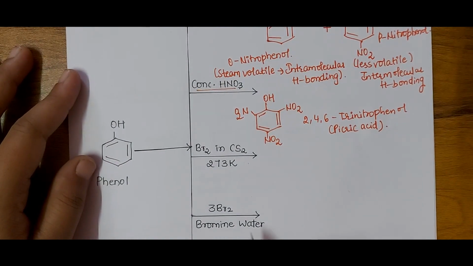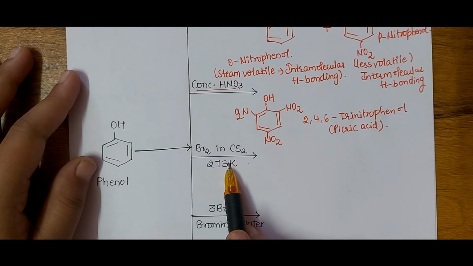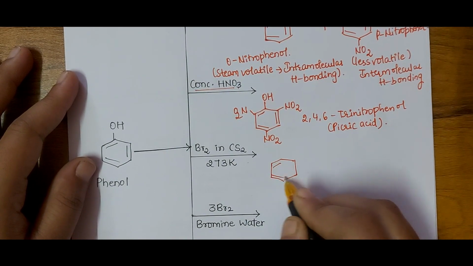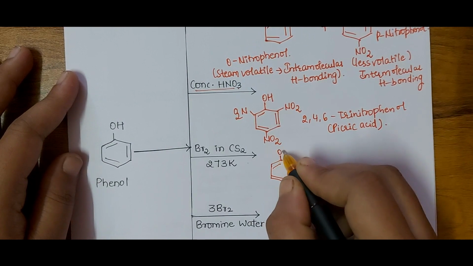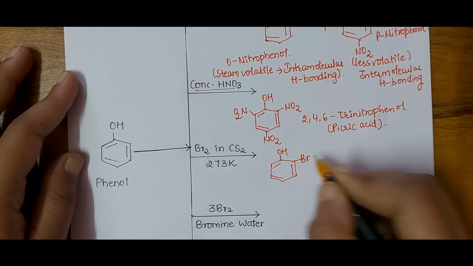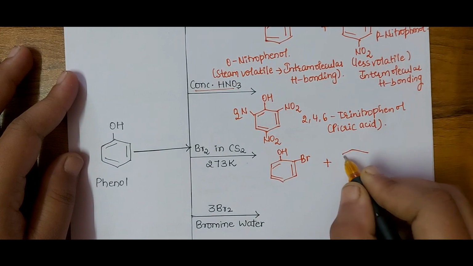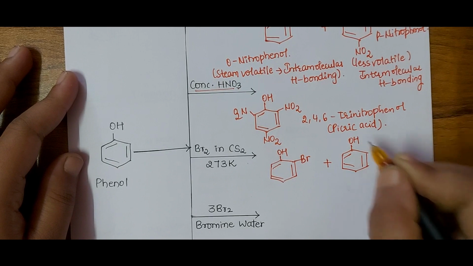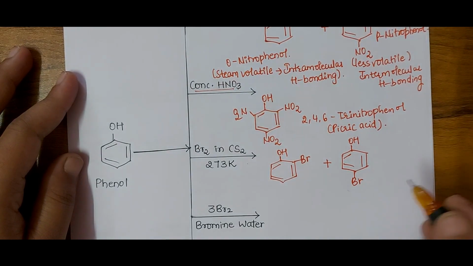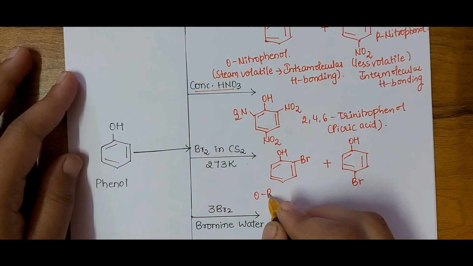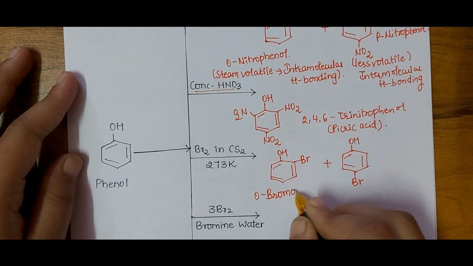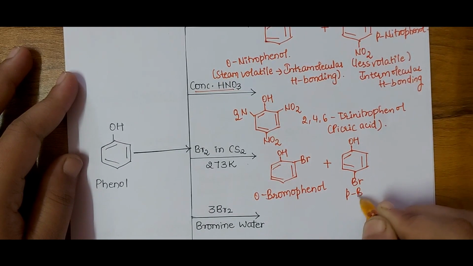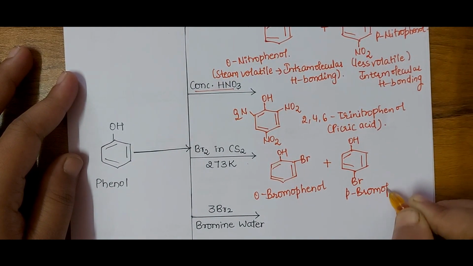Next, we'll consider the reaction of phenol with bromine in carbon disulfide at 273 Kelvin. Here also it gives a mixture of two different products: orthobromophenol and parabromophenol. So with bromine in carbon disulfide, that is in the presence of a non-polar solvent, you get a mixture of ortho and para products. Two different products are obtained here.